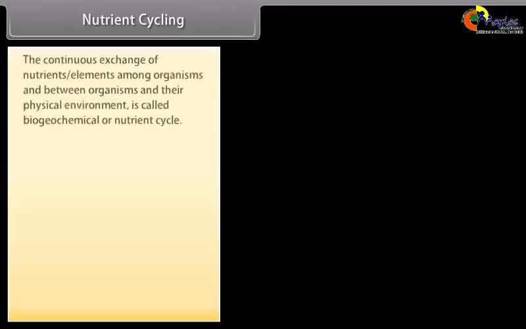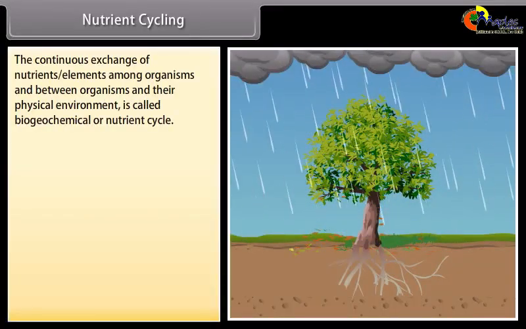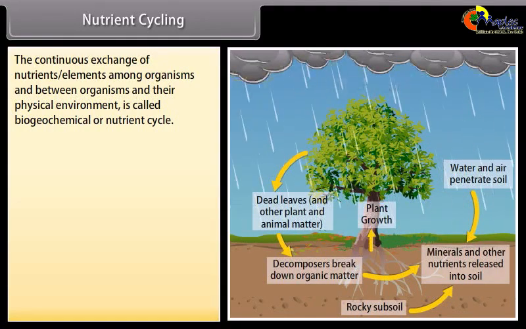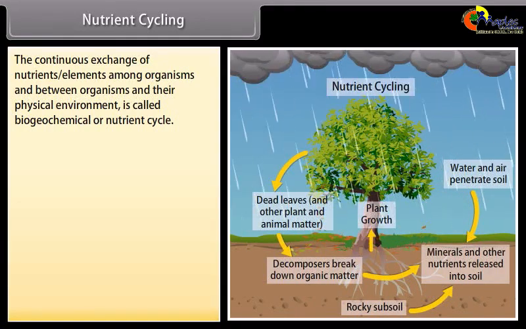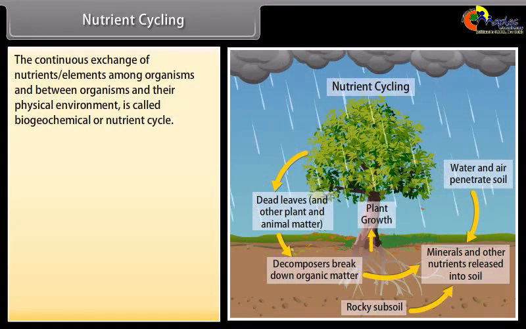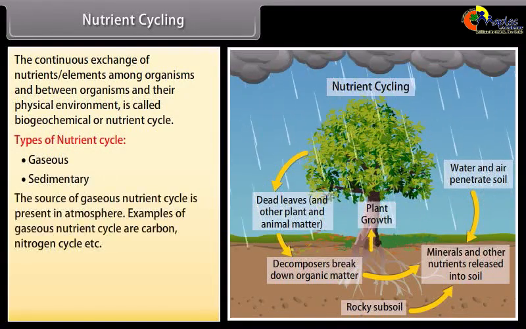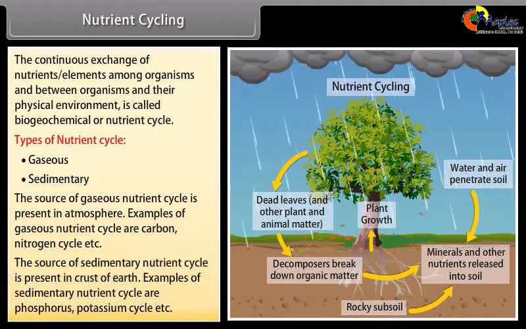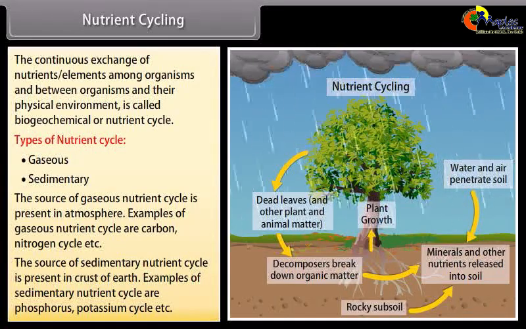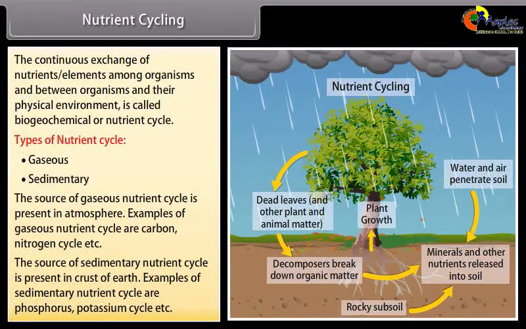Nutrient cycling. The continuous exchange of nutrients, elements among organisms and between organisms and their physical environment is called biogeochemical or nutrient cycle. Types of nutrient cycle: gaseous, sedimentary. The source of gaseous nutrient cycle is present in atmosphere. Examples of gaseous nutrient cycle are carbon, nitrogen cycle, etc. The source of sedimentary nutrient cycle is present in crust of earth. Examples of sedimentary nutrient cycle are phosphorus, potassium cycle, etc.